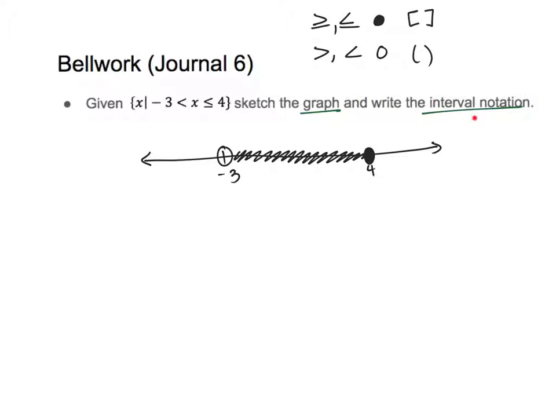Now I have to write out the interval notation, which is basically asking what numbers this highlighted region starts and ends from. It starts from -3 to 4, so I need those as my numbers. And because -3 is an open circle, I need a parenthesis, and 4 is a closed circle, so I need a bracket. And there we have it. That's my interval notation. And so that's all.